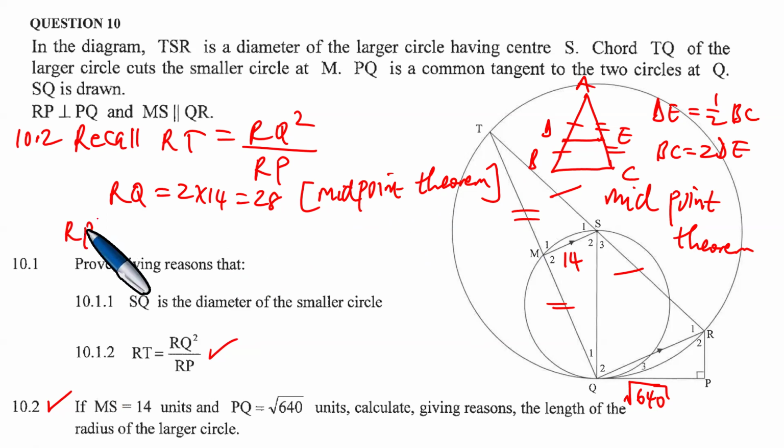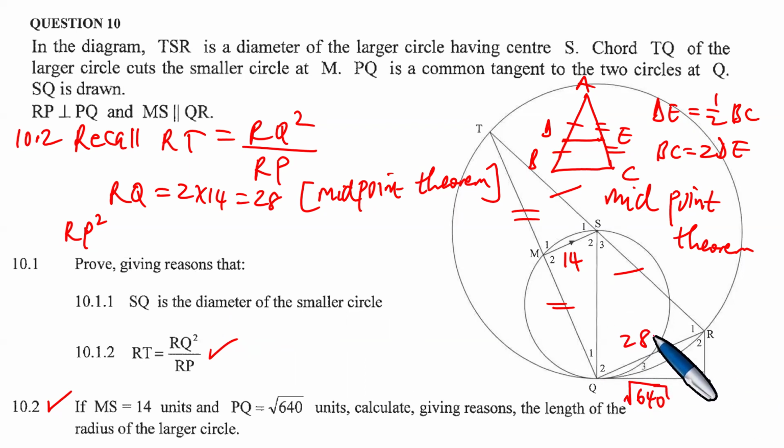So that we have RP squared. This one you already know is 28, these are Q, and this one you already know is 640. So we can use Pythagoras here, because it's a triangle now. We already have these here. We can use Pythagoras to find RP squared.